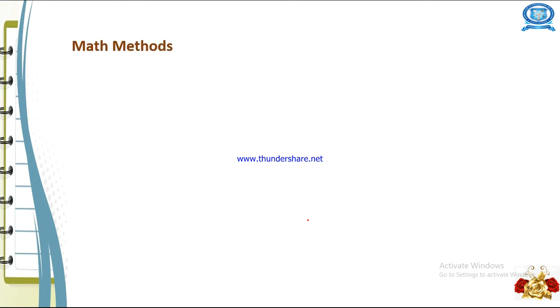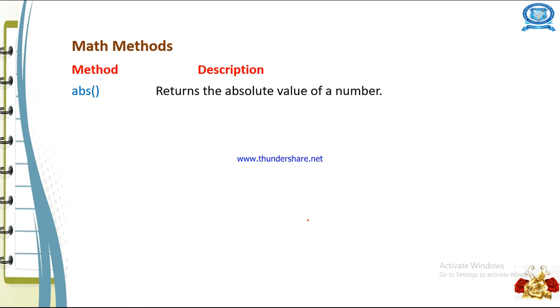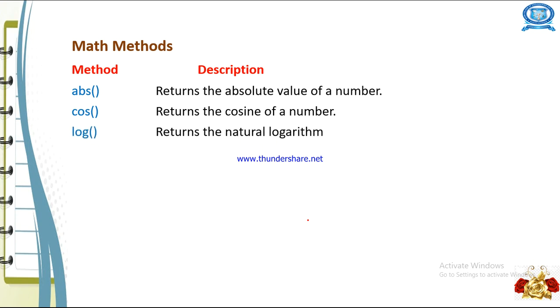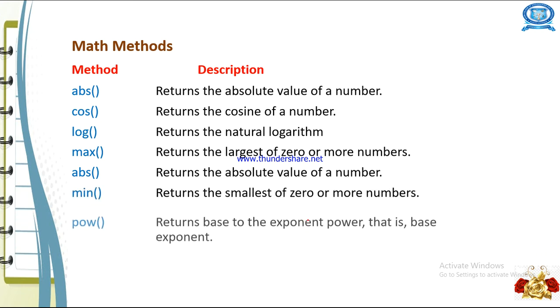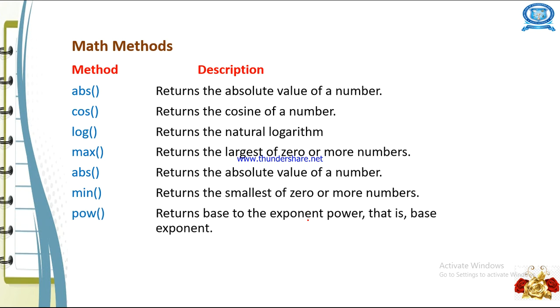Next, the mathematics methods. Here we use some of the mathematics methods. abs returns the absolute value of a number. cos returns the cosine of a number. Like that: log, the natural logarithm, max to find the largest of zero or more numbers, min for the smallest value, and pow for the power of an exponent value. These are some of the methods used for these mathematical functions.